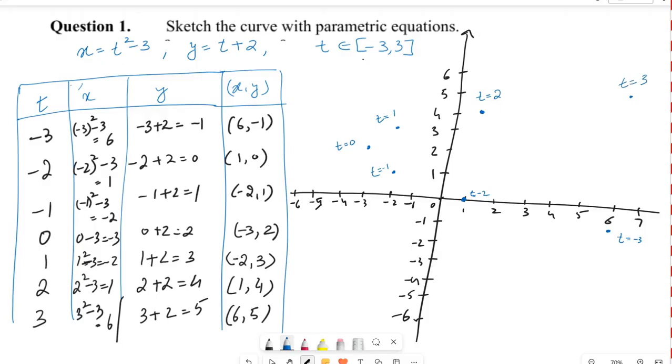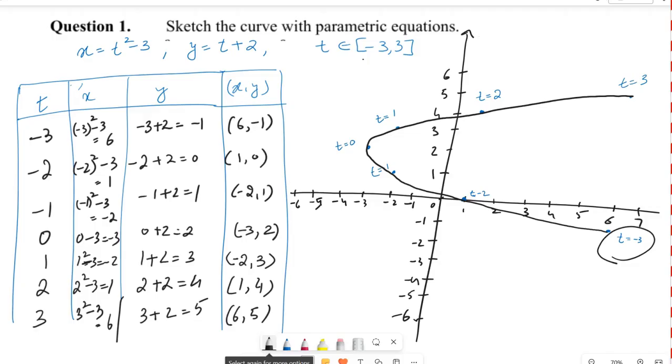So we need to join the points. You can join them any way you like, but it has to follow the direction. Because it's going in the direction t equals -3, -2, -1, 0, 1, 2, 3, the direction of the graph is here. The parametric equation doesn't only give the path, it also tells you which direction your particle is moving.